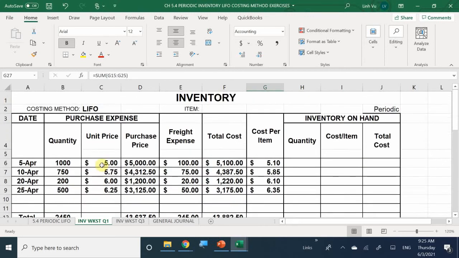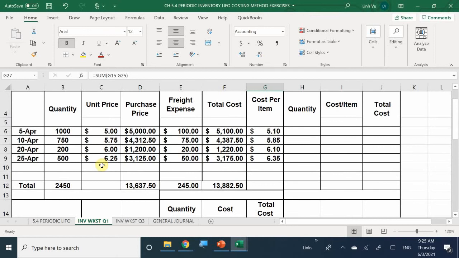So we are doing LIFO. Which batch are we going to take away from first? April 25th. The last batch that we purchased, which was April 25th at 500 items, right? So we're going to take 500. Are we going to take all of it or some of it? All of it.